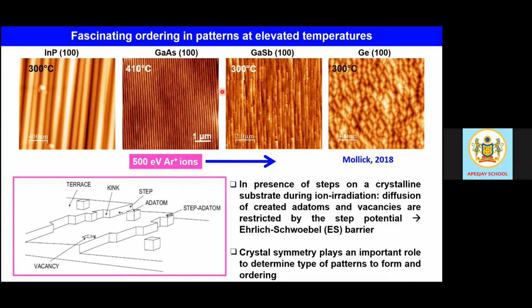And here, if such grating patterns can be generated, a lot of implications are going to be there. Apart from that, if I ask this question, is it the only way, ion patterning at elevated temperature, that one can observe such beautifully ordered patterns? The answer is no. There is another possible way out.